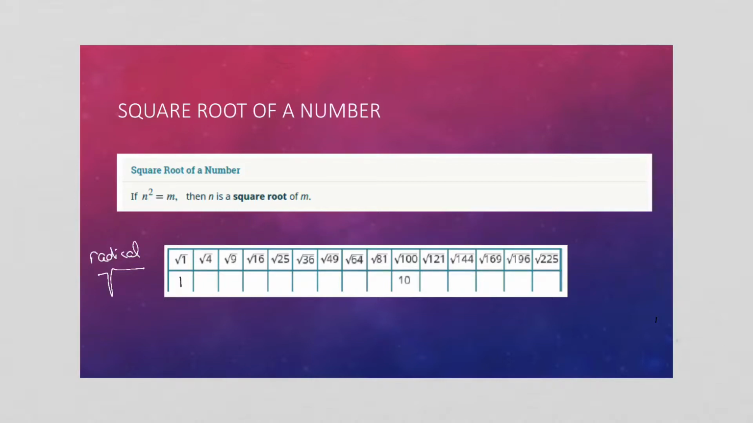Square root of 4, what number times itself is 4? That's 2. Square root of 9 is 3. Square root of 16 is 4. Square root of 25 is 5. Square root of 36 is 6. Square root of 49 is 7. Square root of 64 is 8. Square root of 81 is 9. They've already got the square root of 100, which is 10. Square root of 121 is 11. Square root of 144 is 12. 13, 14, and 15. There we go. These are just some really common square roots.